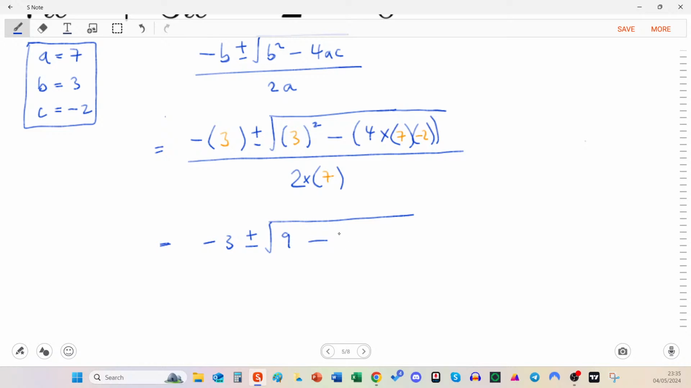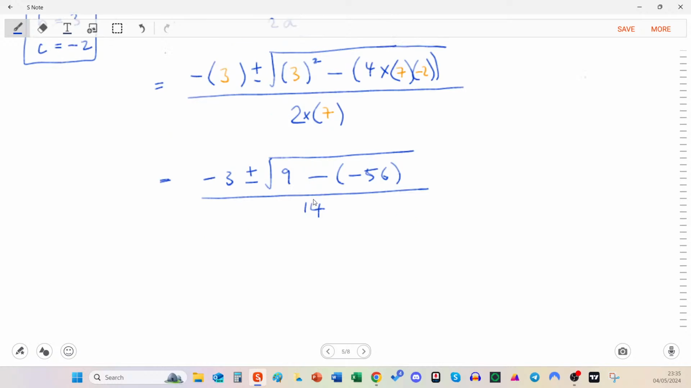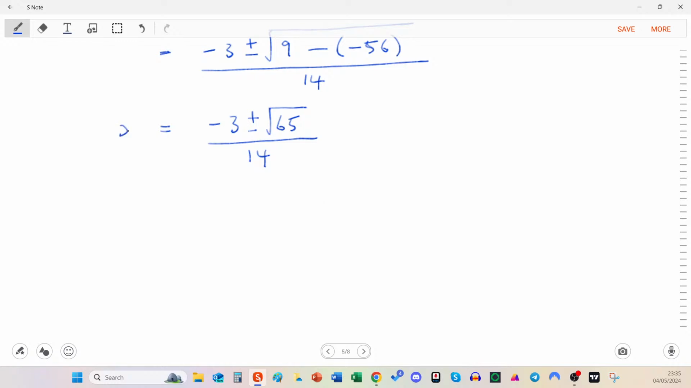So 3 squared is 9. 4 times 7 is 28. Times 2 is 56, but that's negative 56. And all over 14. And here's our final simplification, negative 3 plus or minus the square root of 65 all over 14. All right, so we've got as far as to say that this is equal to x.